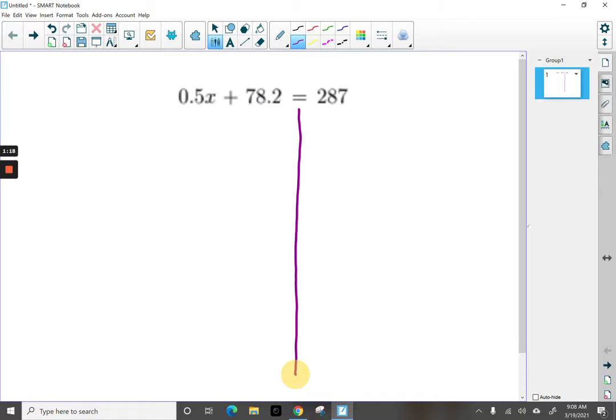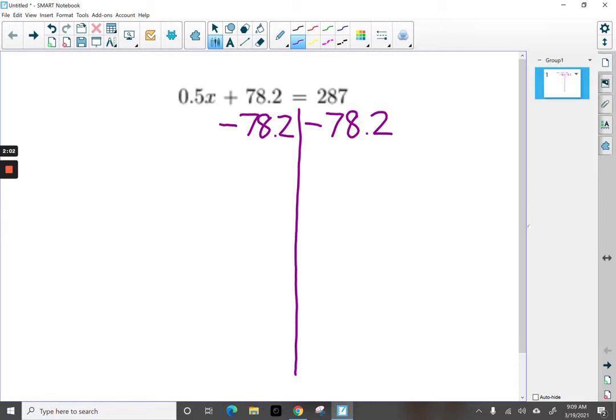So my first step here to solve this problem is to say, look, I have a plus 78.2 here. I want to get rid of this. And the way I get rid of anything that I don't want here is to do the opposite. So in this problem, there is a plus 78.2. The opposite of that is to subtract 78.2. And since this is an equation and I want this to remain equal, both sides have to be the same, I also need to subtract 78.2 from the right side as well.